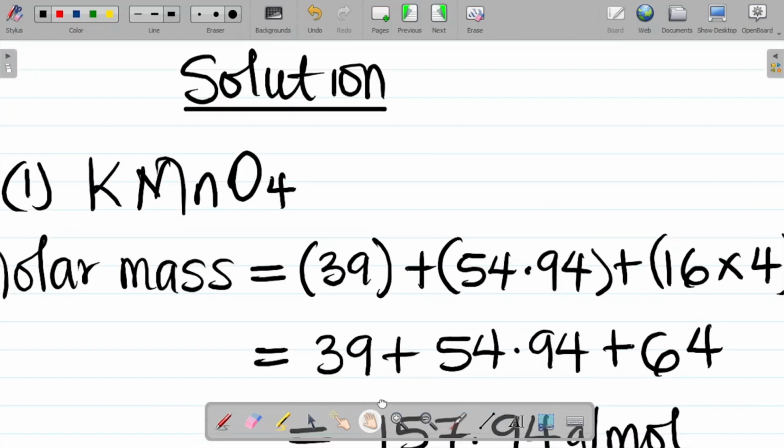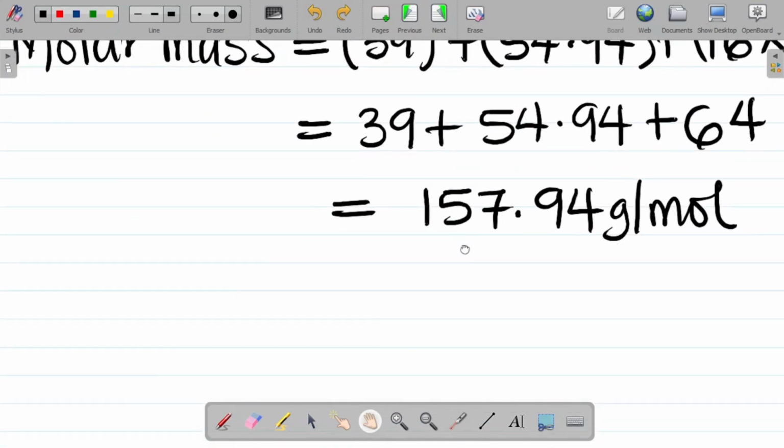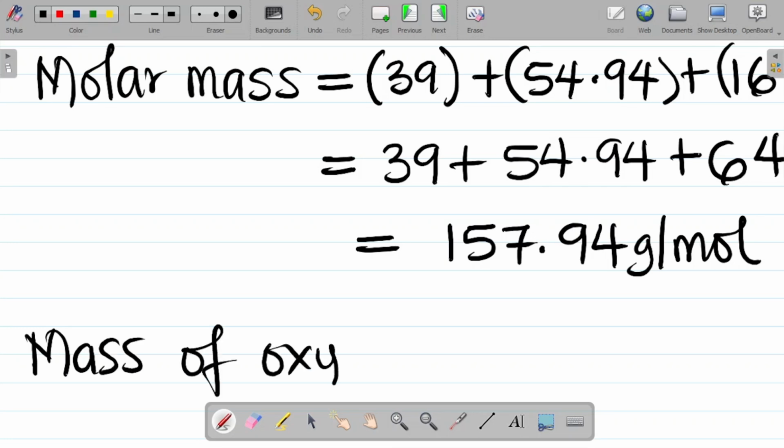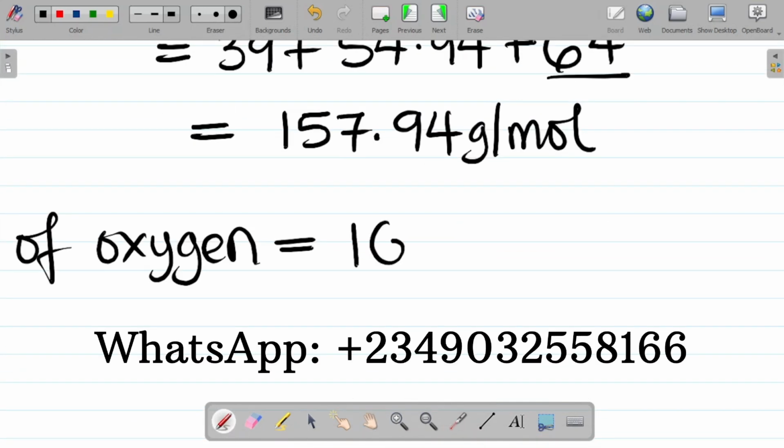All right. Now, the element in question here is oxygen. So oxygen is the element in question. Let's get the mass of oxygen in this compound. So mass of oxygen will be equal to, oxygen was 16 times 4, which is 64. So for oxygen it is simply 16, that's the atomic mass of oxygen, times 4, because I have 4 atoms of oxygen in the compound, and that gives me my answer as 64.